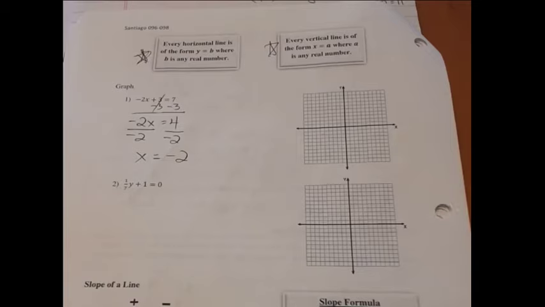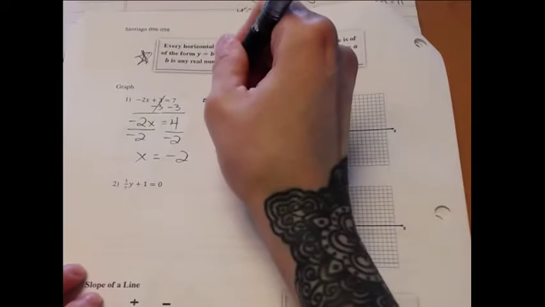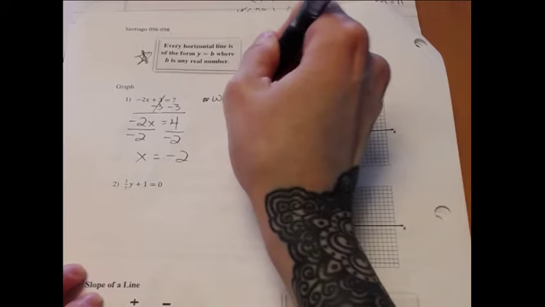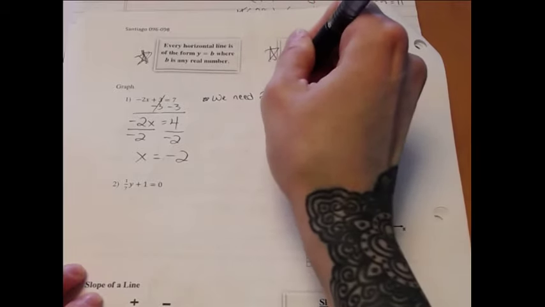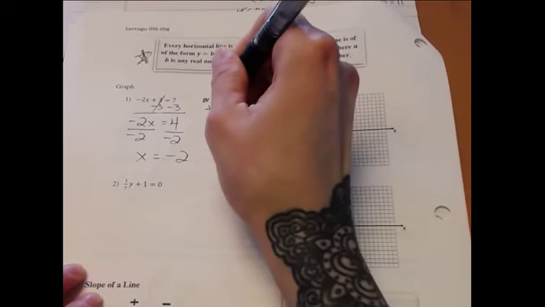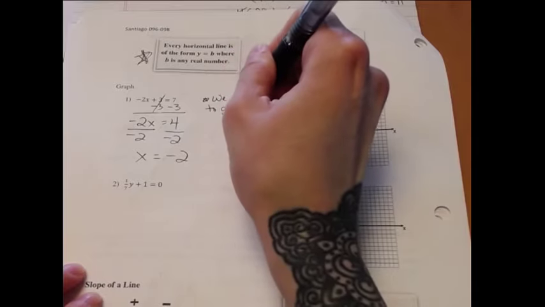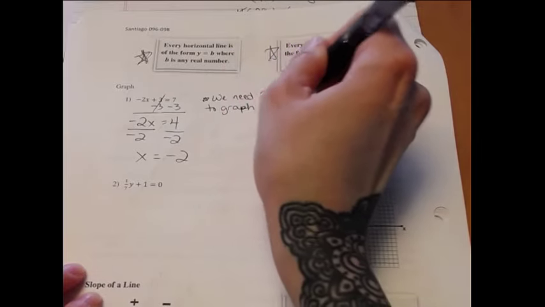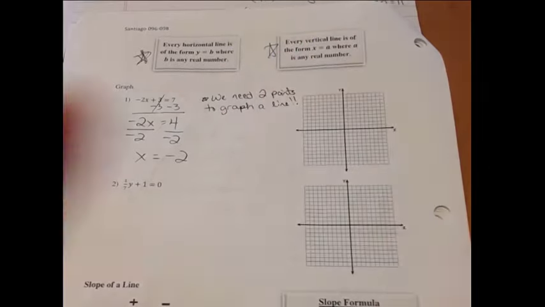Now, anytime we graph lines, we need 2 points. So I'm going to make a note here. We need 2 points to graph a line. Okay, we need 2 points to graph a line.